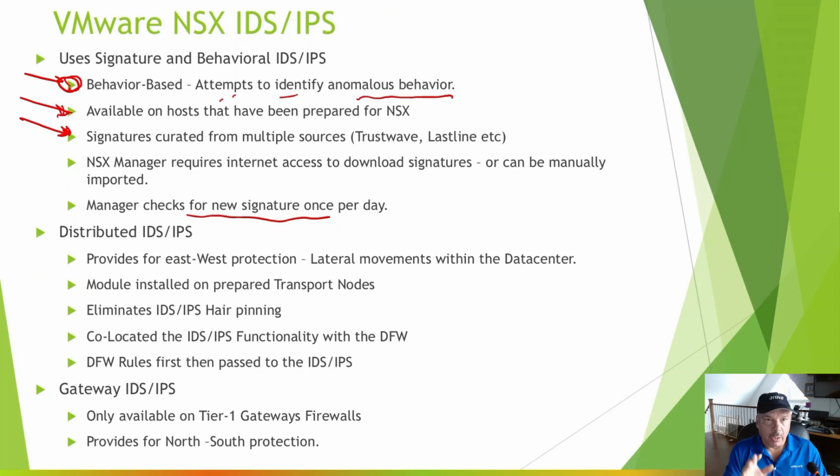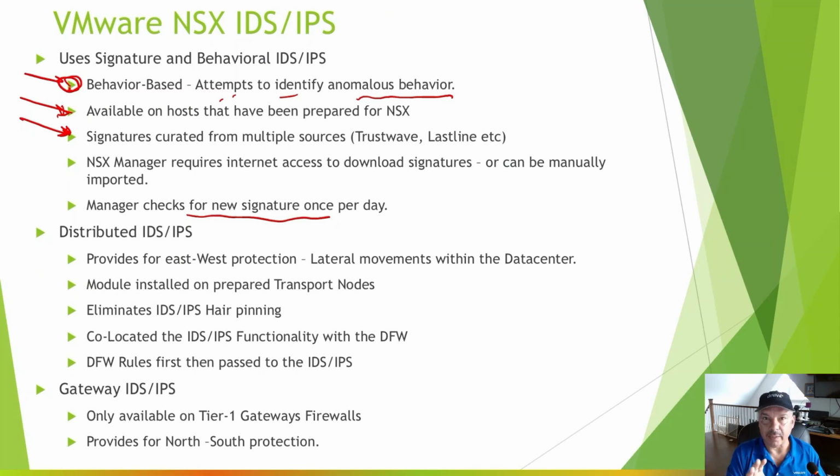If you watched the distributed firewall video I did, this will make a little more sense. If you haven't, you may want to watch that. It'll help out quite a bit. I know the distributed firewall video is fairly long, but I cover it in quite a bit of detail. So just like the NSX firewalls, we have a distributed firewall and a gateway firewall. The distributed firewall is east-west protection, and the gateway is north-south.